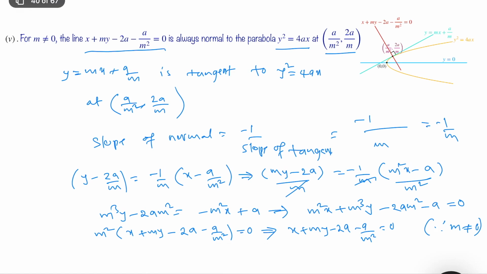So this is the normal to the parabola y square equal to 4ax at a by m square comma 2a by m. So for any m not equal to 0, this line x plus my minus 2a minus a by m square equal to 0 is always normal to the parabola y square equal to 4ax at a by m square comma 2a by m.